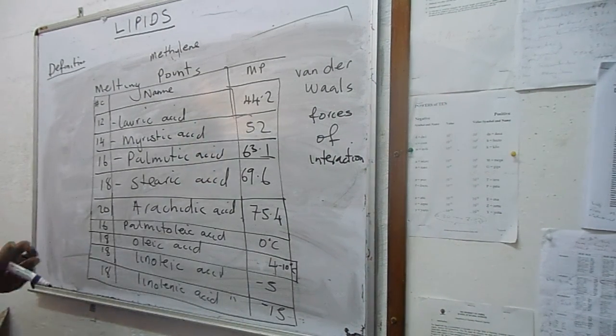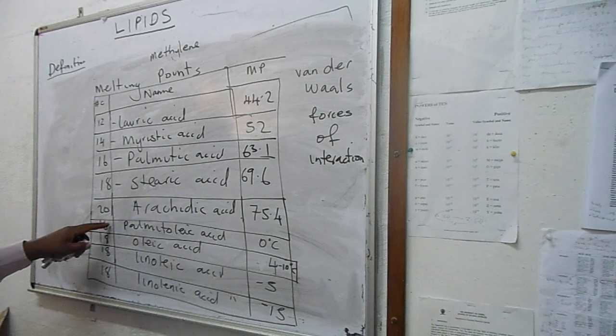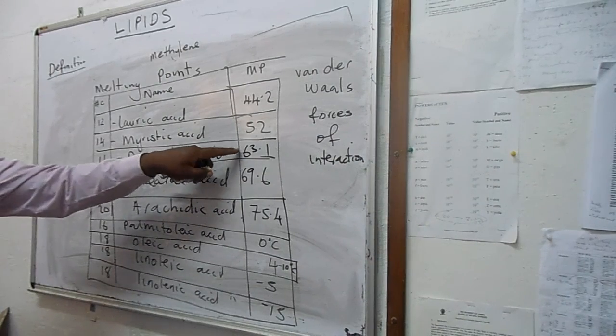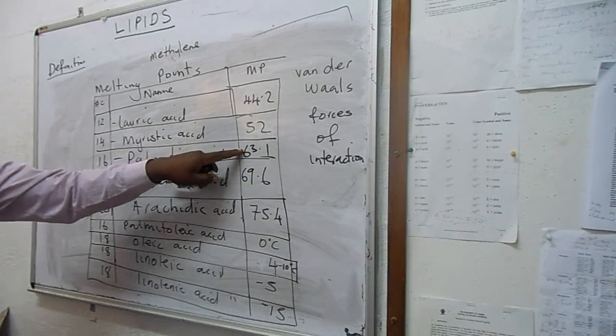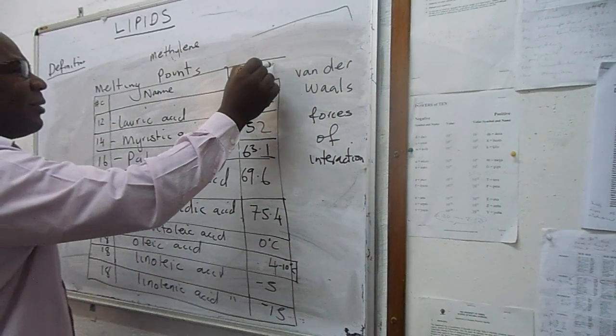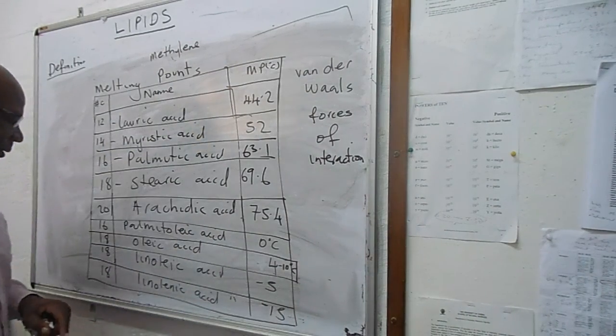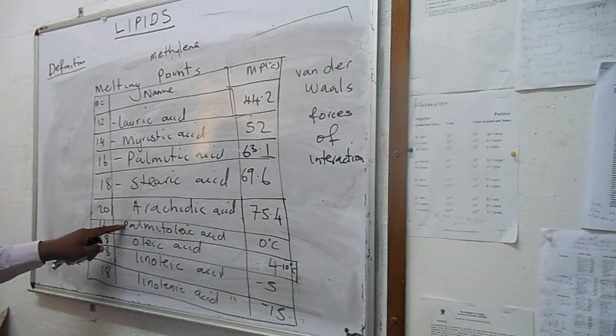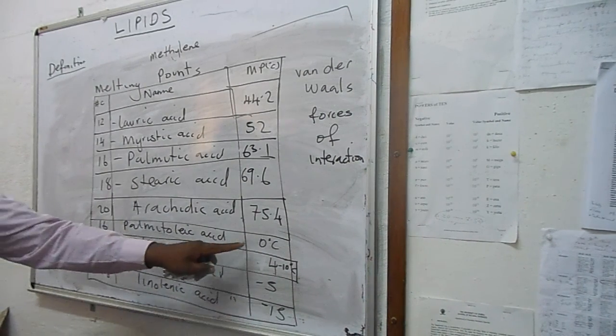Take note, what is it that you are observing? Starting from here, these are carbon numbers. The number of carbons is 16, like palmitic acid. Palmitic acid has 63 degrees Celsius, these are melting points. But go to the same number of carbons with 1 double bond, it goes to 0 degrees.